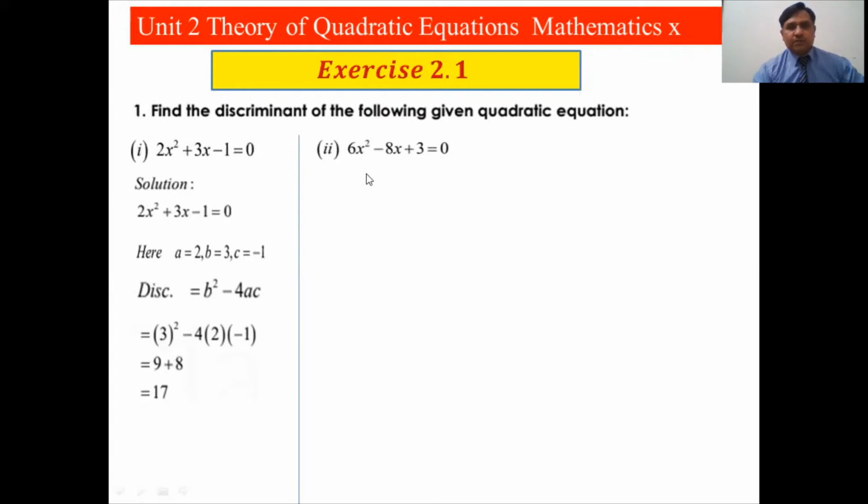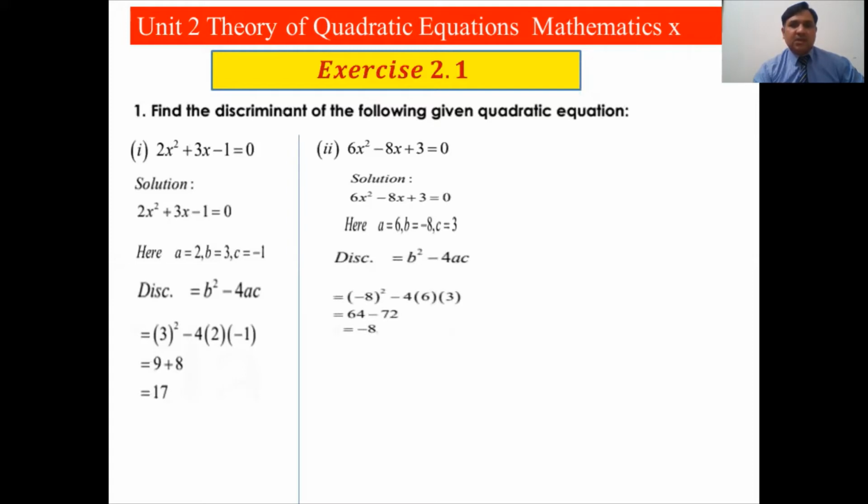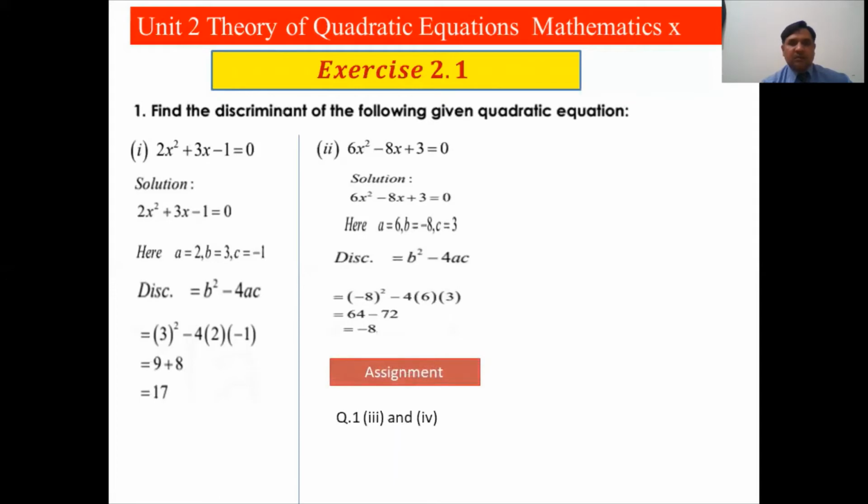Question 1, part 2. Here a is equal to 6, b is equal to minus 8, and c is equal to 3. We know that discriminant is equal to b square minus 4ac. After replacing the values of b, a, and c, we have discriminant is equal to minus 8. Parts 3 and 4 are for your assignment.